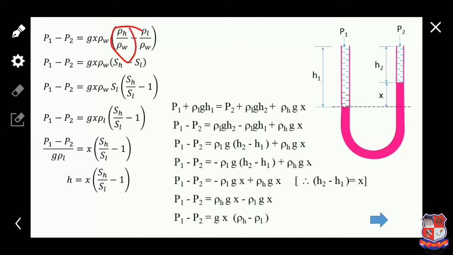Now we know that the ratio of the density of the heavy liquid to the density of water is the specific gravity of the heavy liquid. Similarly, the density of the light liquid upon the density of water ratio is the specific gravity of the light liquid.